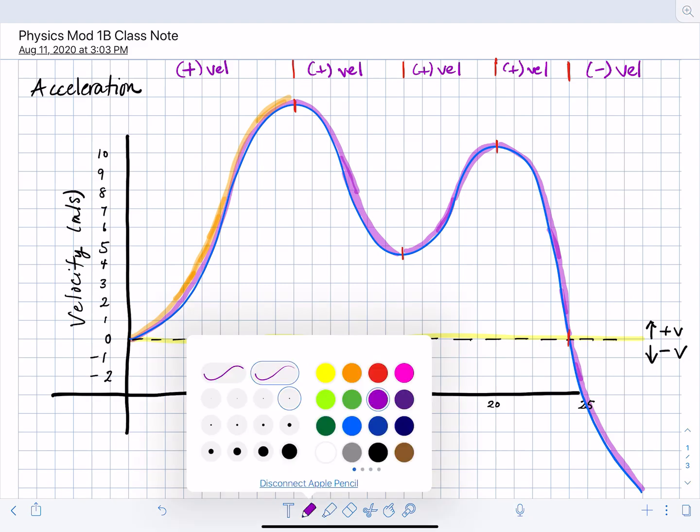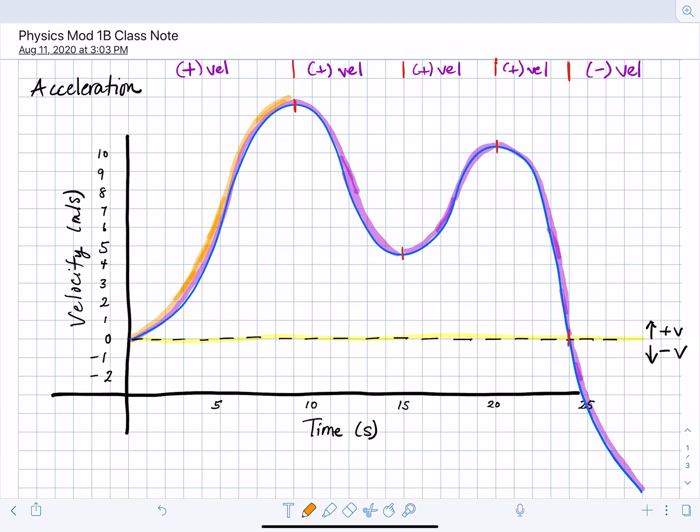So that would mean that in this section here, we have a positive acceleration. Okay, let's look at the next section. This has a negative slope. If you just took rise over run, this would be a negative number, meaning this has a negative acceleration. So in this section here, we're going to say it has a negative acceleration.